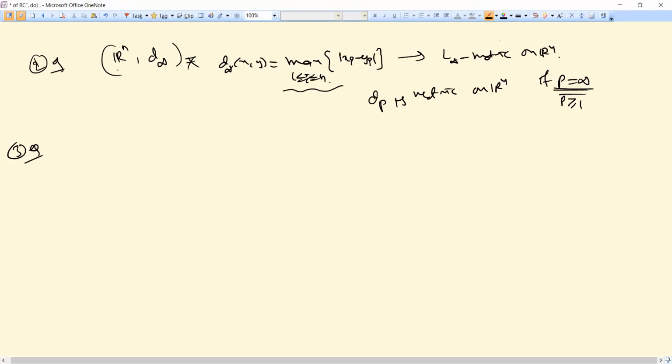And we can extend this idea. This is an n-tuple. First we gave an example for R, then we extended the idea to R square, and we gave a metric on R^n. Next we can extend this idea to sequences. That is our idea.